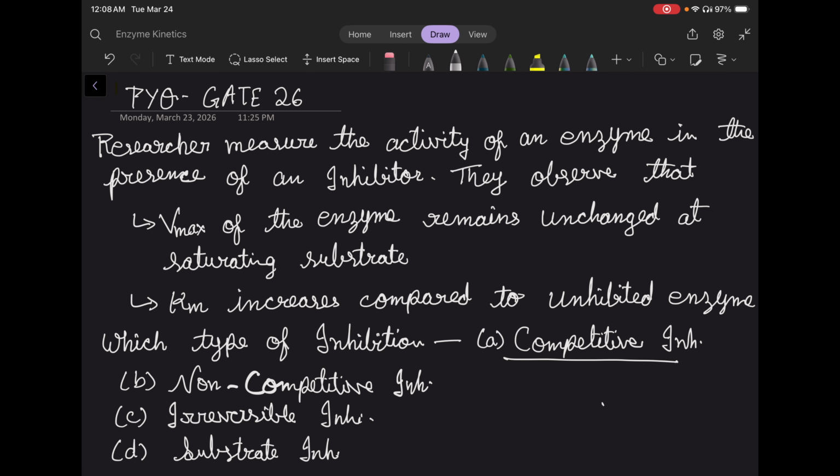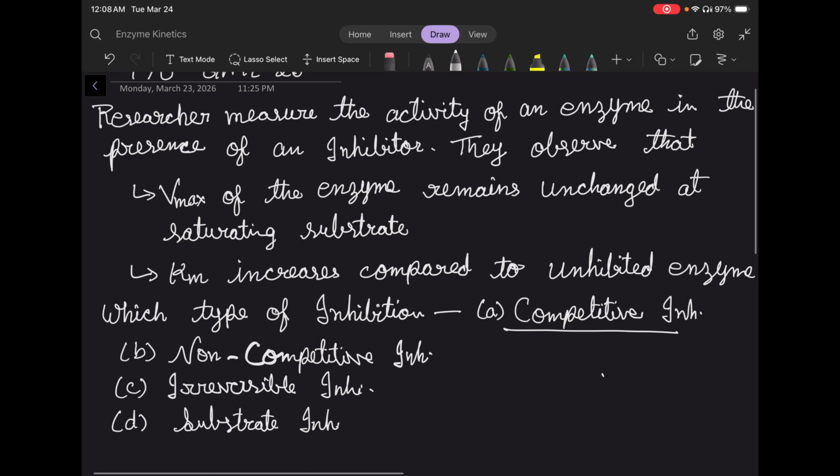Here, the question is: a researcher measures the activity of an enzyme in the presence of an inhibitor. They observe that Vmax of the enzyme remains unchanged at saturating substrate and Km increases compared to the uninhibited enzyme, and they ask which type of inhibition this is: competitive, non-competitive, irreversible, or substrate.